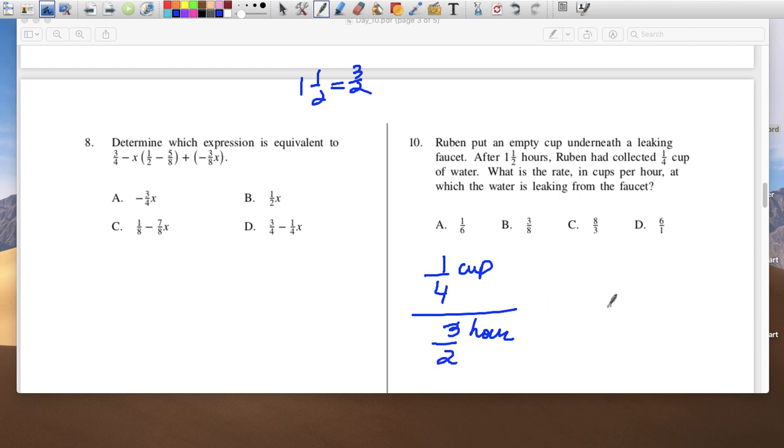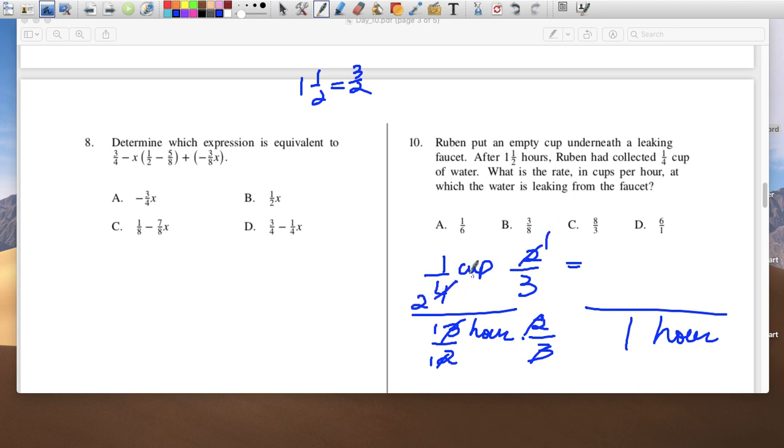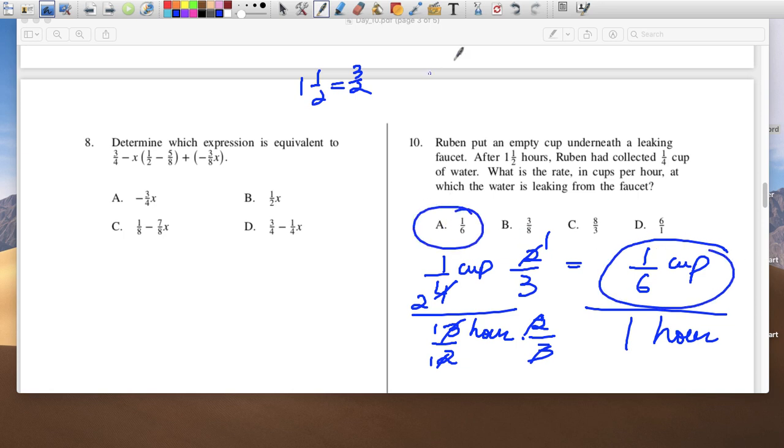So I want the unit rate. I want to change this to 1 hour. So how much water is leaking here? So 3 over 2, I'm going to multiply this by the reciprocal, which is 2/3, because remember, this all simplifies to 1. So on top, I multiply by 2/3. 1 times 2. And again, we can simplify. 2 divided by 2 is 1. 4 divided by 2 is 2. Now I can multiply. 1 and 1 is 1. 2 times 3 is 6. So in 1 hour, how much is it leaking? 1/6 of a cup. So the answer is A.